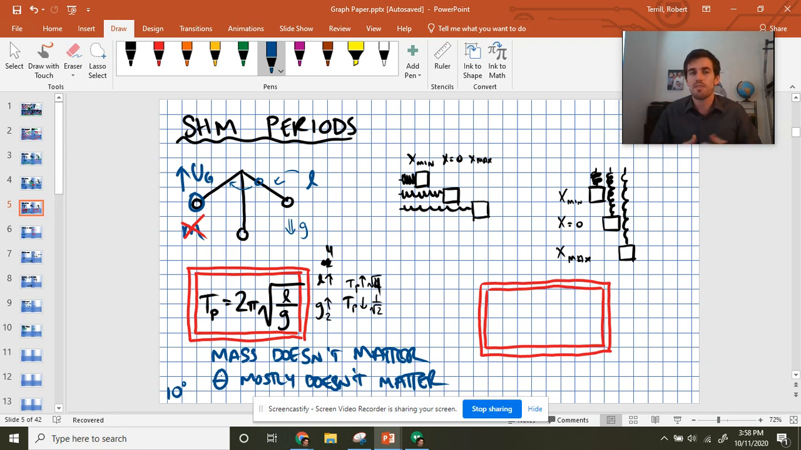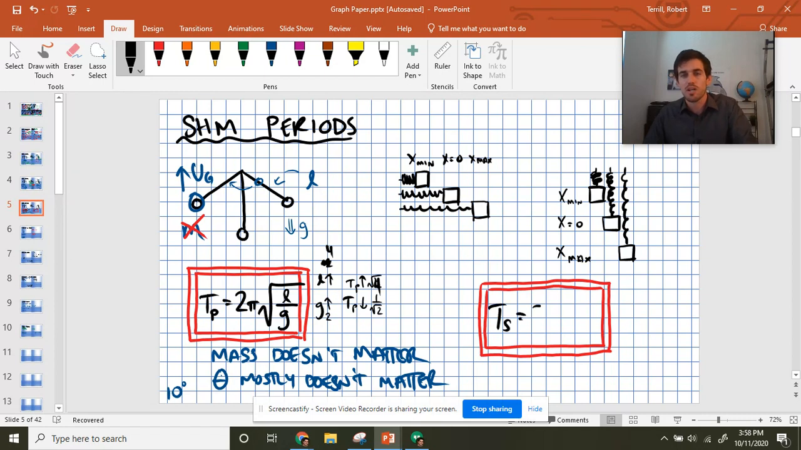The other variable that affects this is K, the spring constant. The stronger the spring, the more force we're going to get, the more acceleration we're going to get, the faster we're going to get things done. So the relationship is going to look really similar here.